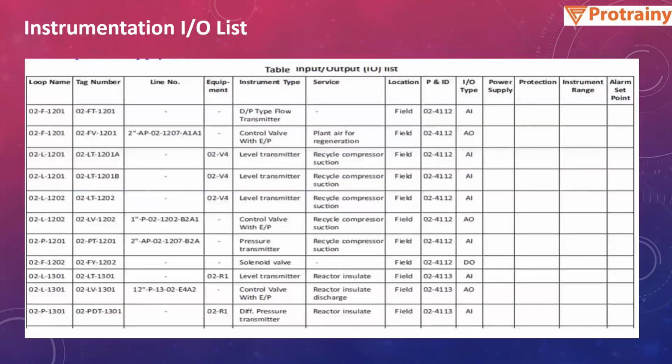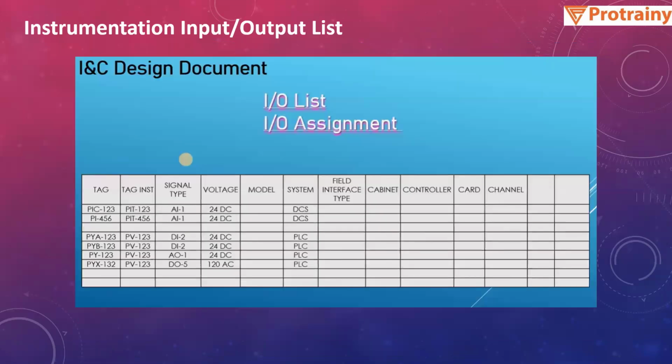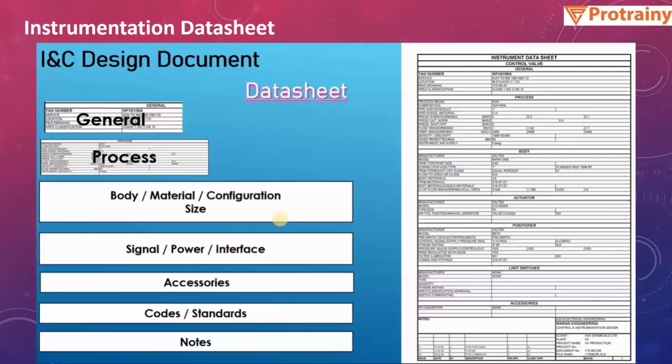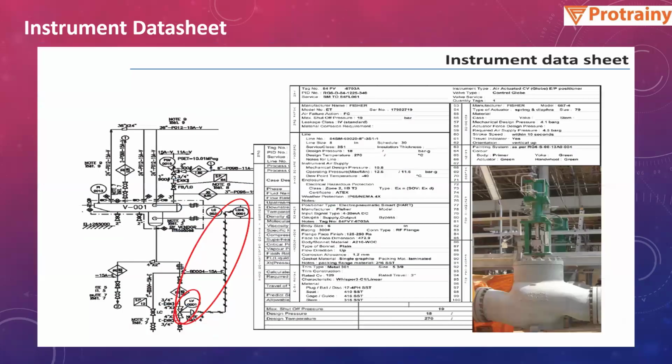Then this is the input output list for instruments. This is also an input output list. Then this is an instrument data sheet. This is also an instrument data sheet. This is actually a motor operated valve, or let's say it's a control valve.